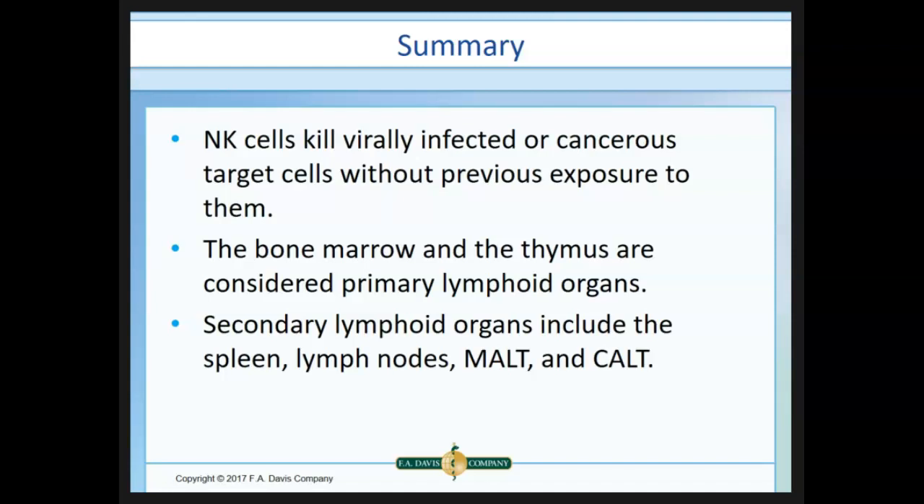Natural killer cells kill virally infected or cancerous target cells without previous exposure. The bone marrow and thymus are the primary lymphoid organs, and the spleen, lymph nodes, MALT, and CALT are the secondary lymphoid organs. And that concludes Lecture 1 of Immunology and Serology.